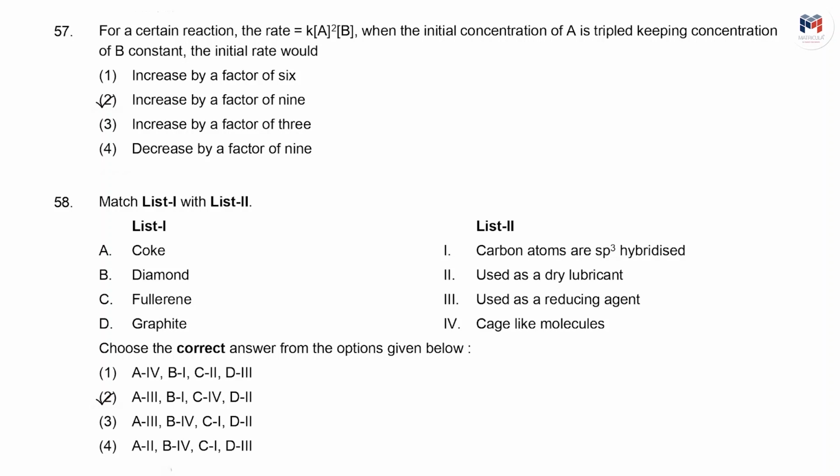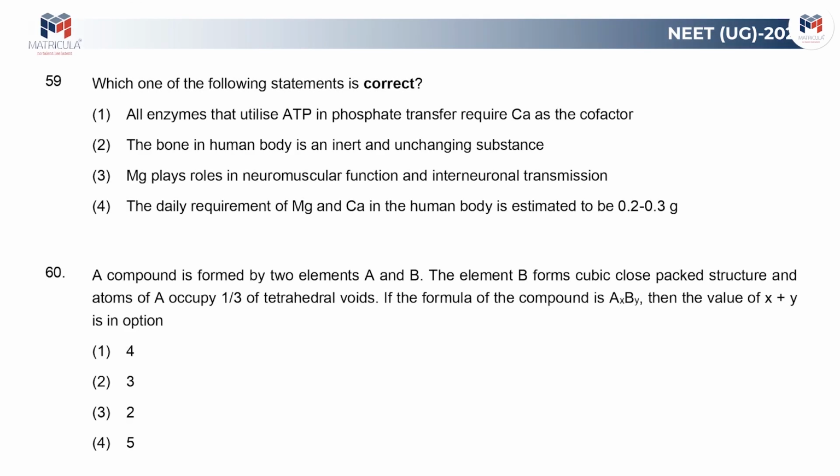A is matched with 3, B is matched with 1, C is matched with 4 and D is matched with 2. Question number 59. Which one of the following statements is correct? The answer is option number 4. The daily requirement of manganese and calcium in the human body is estimated to be 0.2 to 0.3 grams.